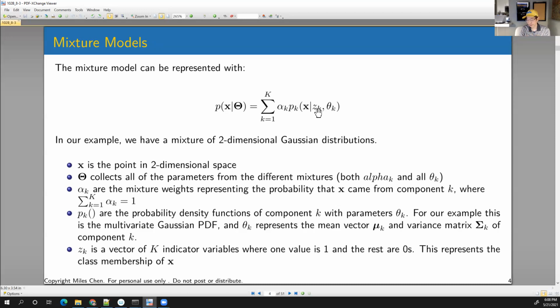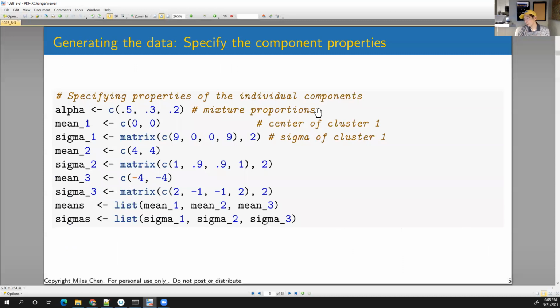Okay, so to generate this in R, I create a vector alpha for my different proportions, 0.5, 0.3, 0.2. I create my mean vectors, mean 1, mean 2, mean 3, and I create my sigma matrices, sigma 1, sigma 2, sigma 3, okay? And I'm going to gather them together into a list of means, and I gather them together into a list of sigma matrices.